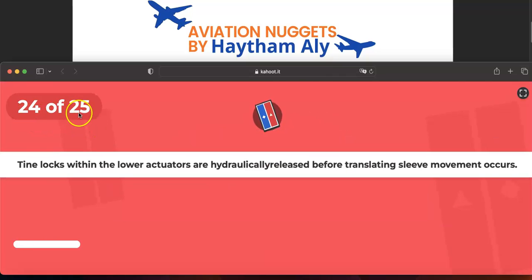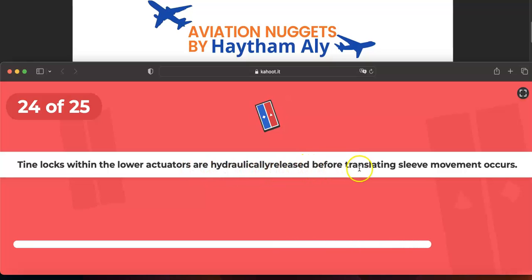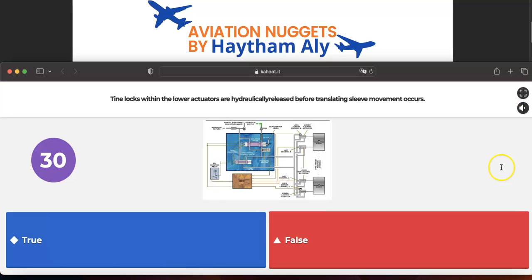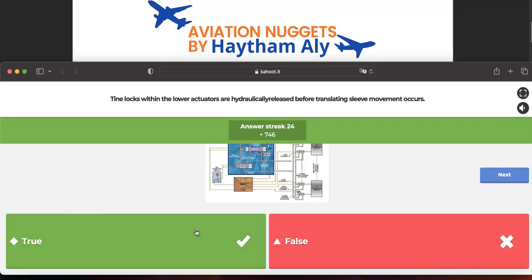Question 24 of 25. Tying locks within the lower actuators are hydraulically released before translating sleeve movement occurs. Yes, the lower actuator has the lock mechanism, and the lower locking actuator must be released first by hydraulic pressure in order to have deploy operation.